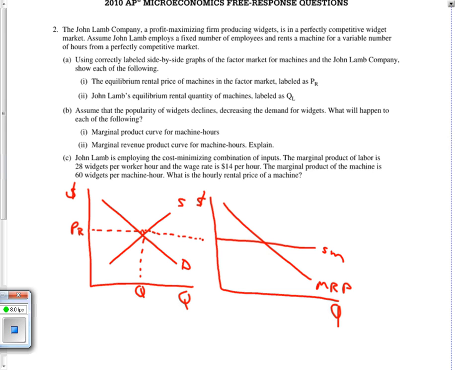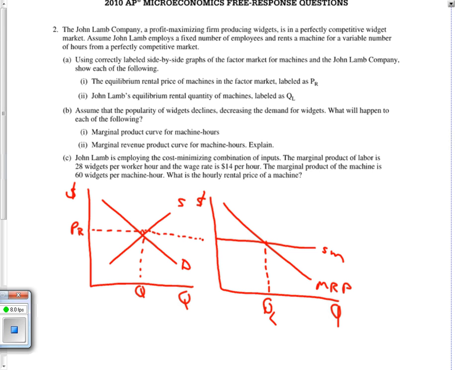So part A says to label the equilibrium rental price of machines in the factor market, PR. And then on the right is John Lamb's equilibrium rental quantity of machines. So that's where MRP equals the supply, this UL. So that's part one, or part A.